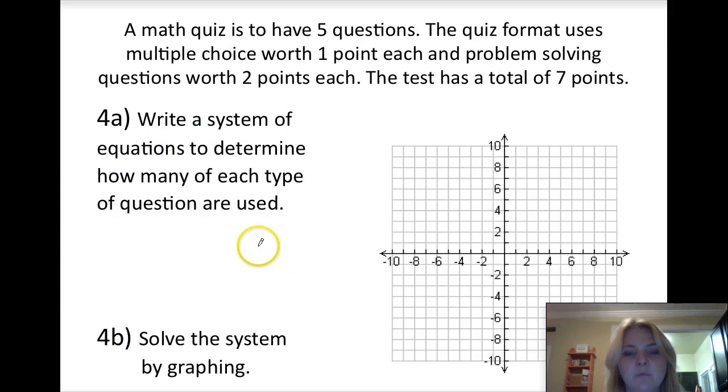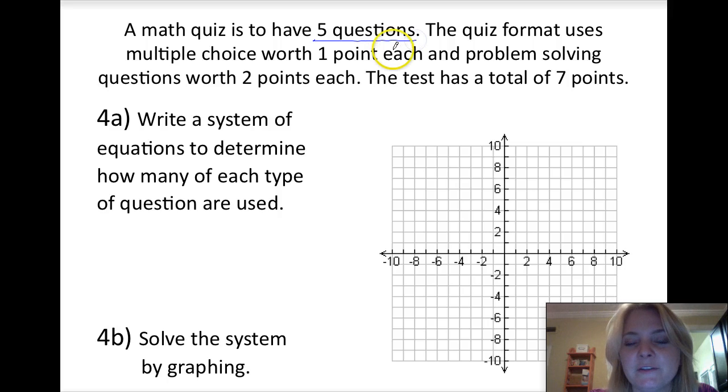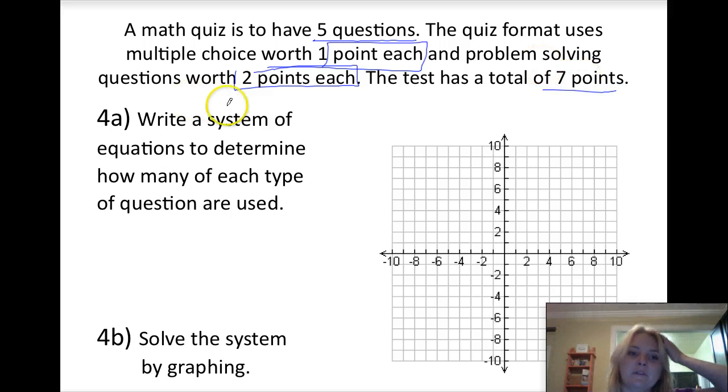Alright, let's jump into a word problem. So we're told a math quiz is to have 5 questions. The quiz format uses multiple choice, worth 1 point each, and problem-solving questions are worth 2 points each. The test has a total of 7 points. So first we have to write a system of equations to determine how many of each type of question are used.